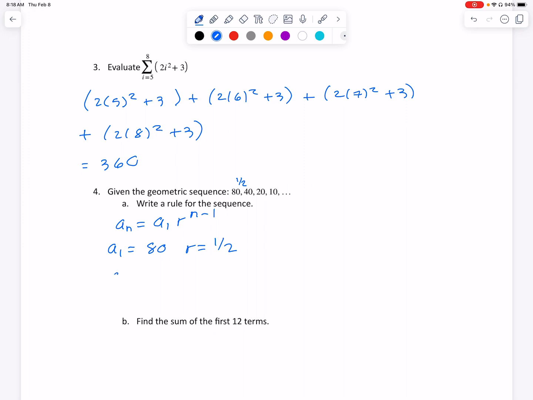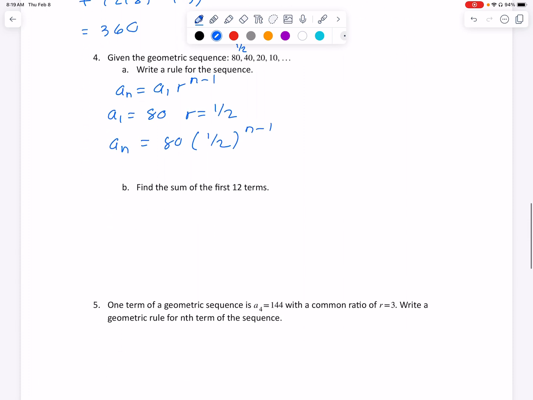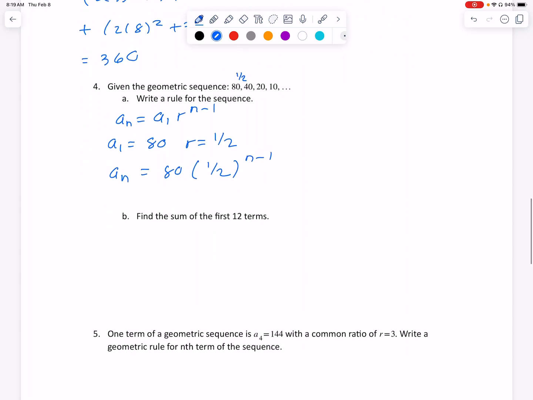From there, we're going to get a sub n equals our first term times 1/2 raised to the n minus 1. Now we're asked to find the sum of the first 12 terms. So remember, our sum formula is going to be the first term times 1 minus r to the n over 1 minus r. And that's for a finite geometric sequence, right? Where there's a specified number of terms.